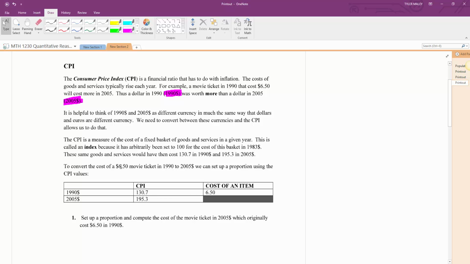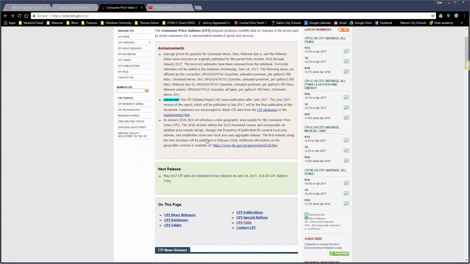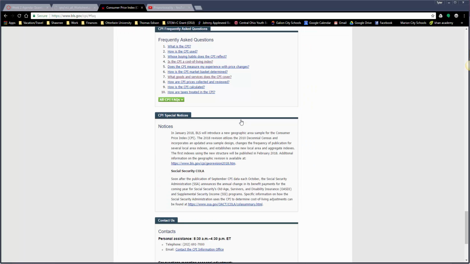I just wanted to point out a resource that I gave you, if you're interested in finding out more about CPI. It's a website through the Bureau of Labor Statistics, housed within the United States Department of Labor, so this is a governmental website. This is the main page for Consumer Price Index. If you scroll down, there's a link for CPI Facts. Here are 10 frequently asked questions, and if you click on one, you can see the appropriate answer.